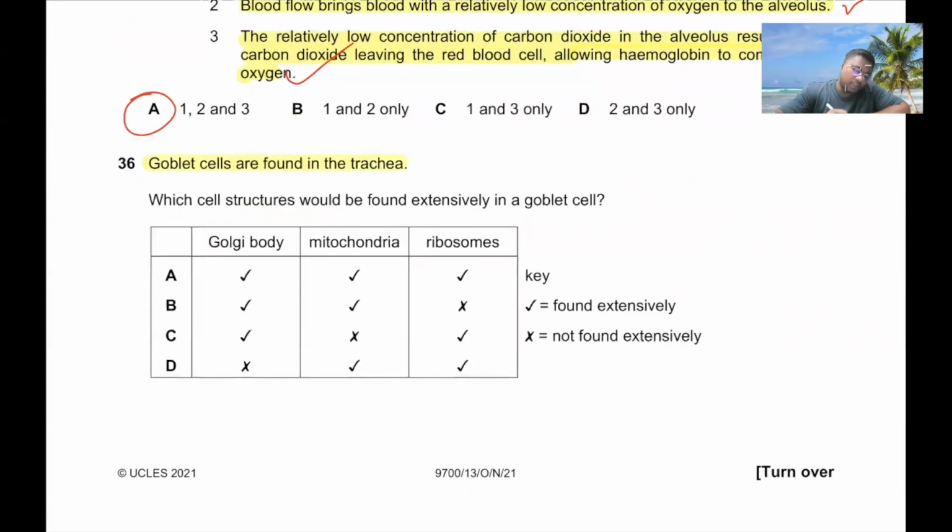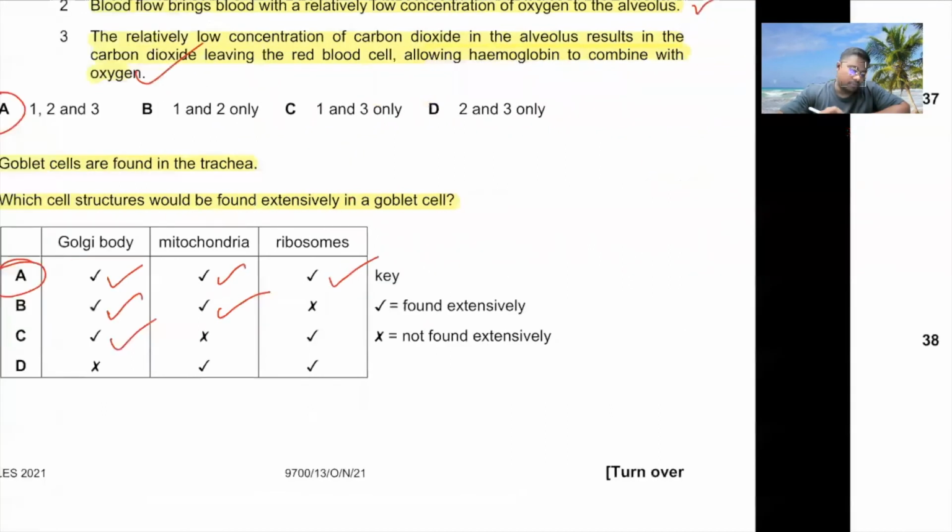Goblet cells are found in the trachea. Which cell structure would be extensively found in goblet cells? Goblet cells will have Golgi bodies, will have mitochondria, and will also have ribosomes. So 36A should be the correct answer.